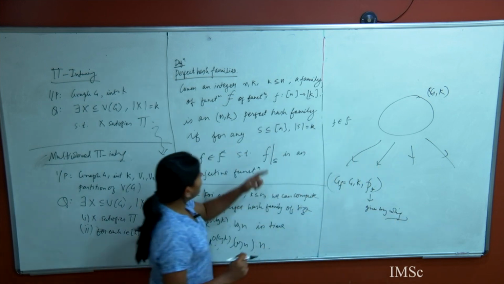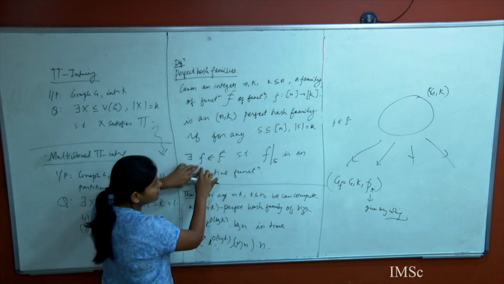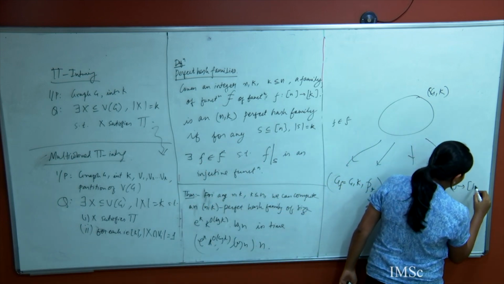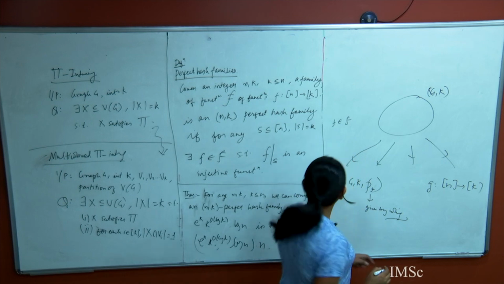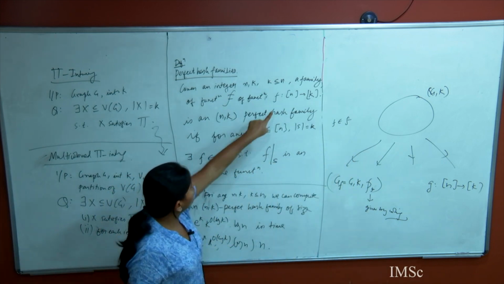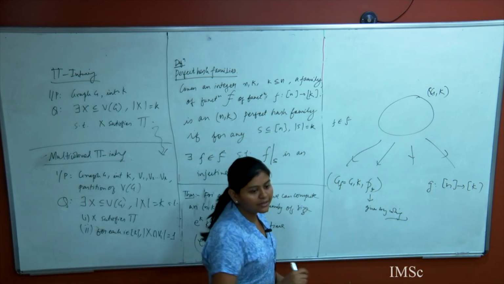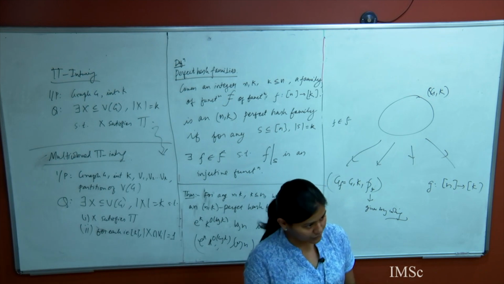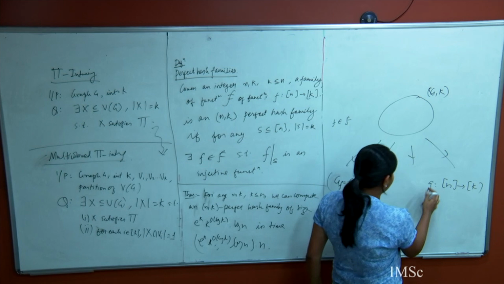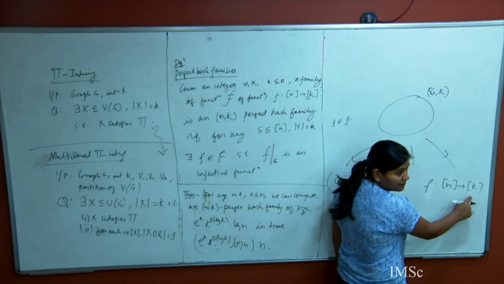Look at this function. Each of these functions is a map from 1 to n to 1 to k, right? So look at these functions. What are these functions? You can label the vertices of the graph as 1 to n. You have n vertices, you can label them from 1 to n. Now we are considering a fixed function f, which is a function from n to k.